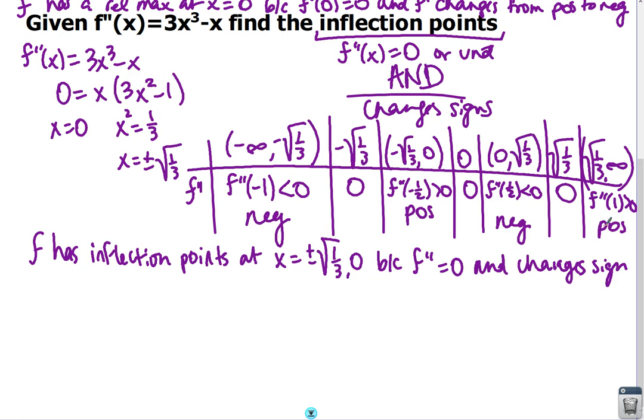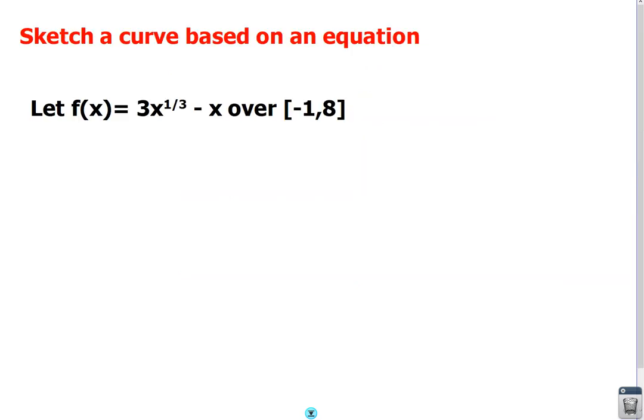You have to plug the numbers into the chart. So just because your second derivative is equal to 0 or undefined, that's not enough to justify an inflection point. You have to also check to make sure that it changes signs. It did for all of these here. Pure coincidence. It won't always do that. You need to make sure that you're going back and checking. Okay? All right, moving on.